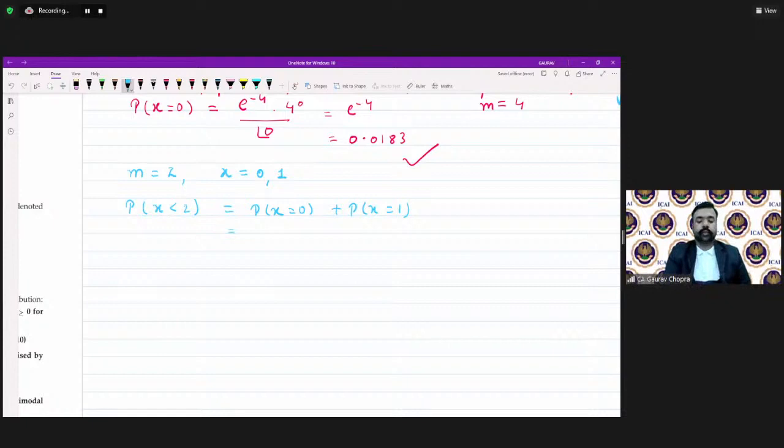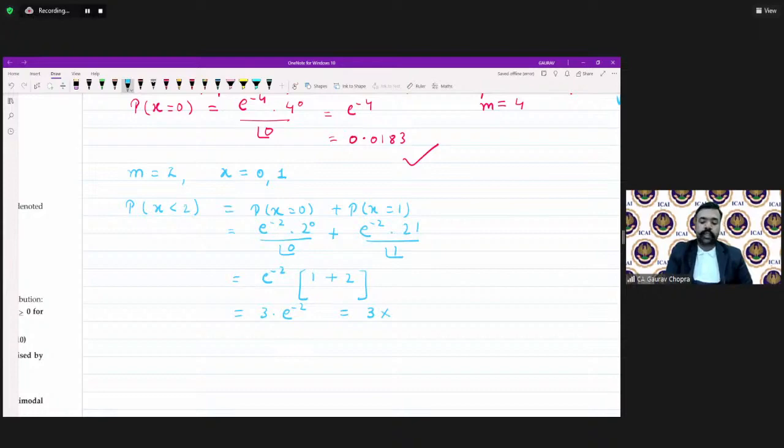Right? Now applying this formula, e to the power of minus 2, 2 to the power of 0 divided by factorial 0 plus e to the power of minus 2, 2 to the power of 1 upon factorial 1. Now what is common here? E to the power of minus 2 is common here. So we can keep 1 plus 2. We are left with 1 plus 2. So 3 multiplied by e to the power minus 2.